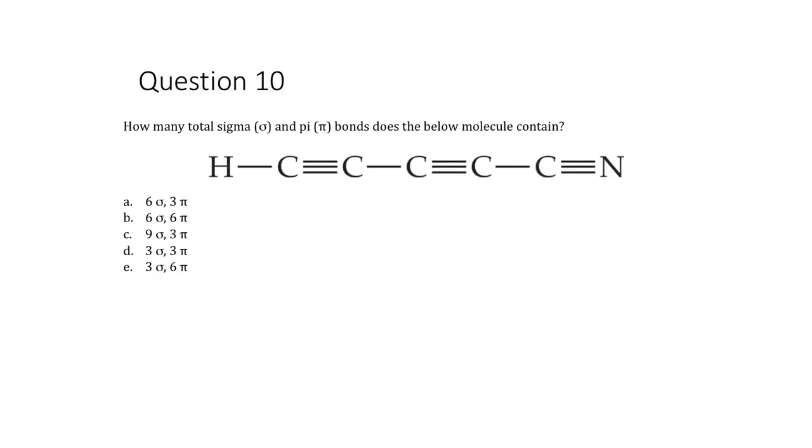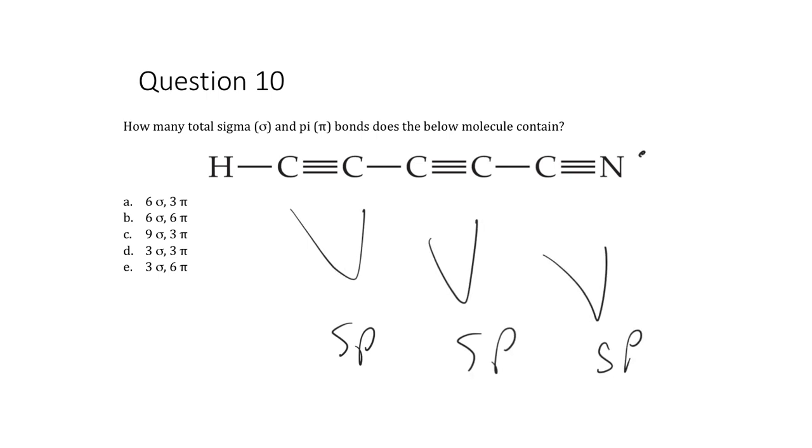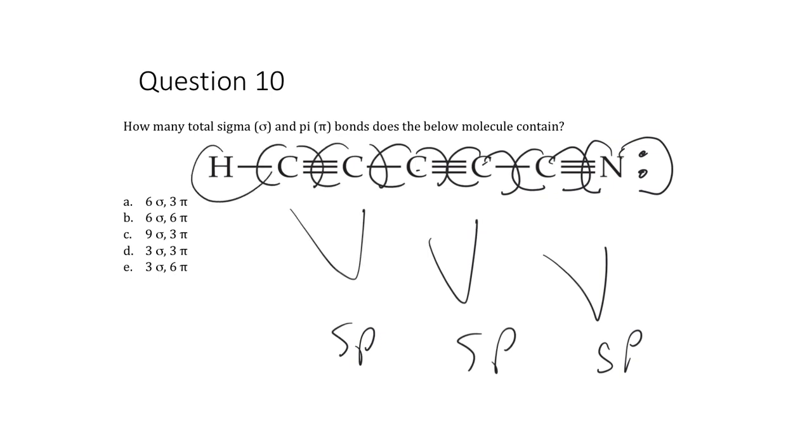How many total sigma and pi bonds are there in this molecule? Well, let's just think real quick of hybridization. I have sp here, sp here. All these atoms here are sp hybridized. I would have a lone pair on nitrogen. So my nitrogen atom would have an sp hybridization. Carbon here, sp hybridization. This carbon sp hybridization. This carbon sp hybridization. This carbon sp hybridization.